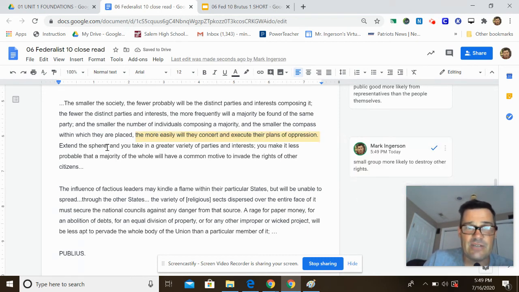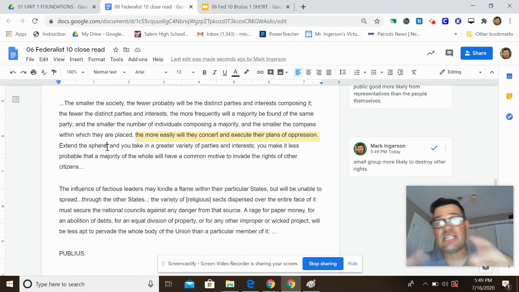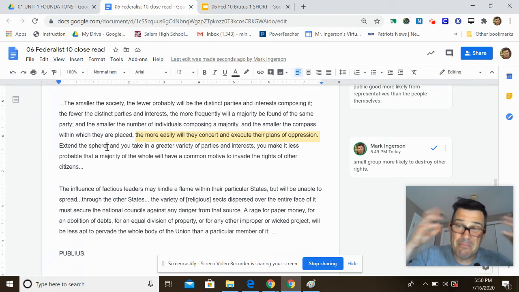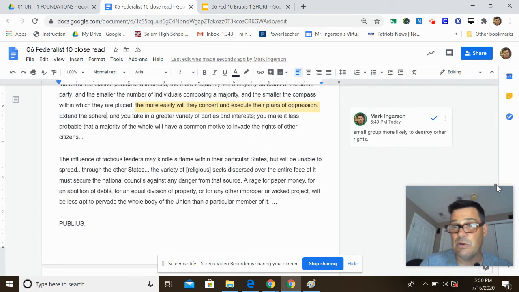"Extend the sphere and you take in a greater variety of parties and interests, and you make it less probable that a majority of the whole will have a common motive to invade the rights of others." So with lots of different ideas all over the place, you're not going to get people to agree to go violate the rights of somebody else, because everybody, belief-wise, is in a minority group in this larger country. No one has a majority view on anything. Everybody has a minority or plurality view. And so they're less likely to invade the rights of other citizens because their view isn't the majority, and they want to protect their own rights.